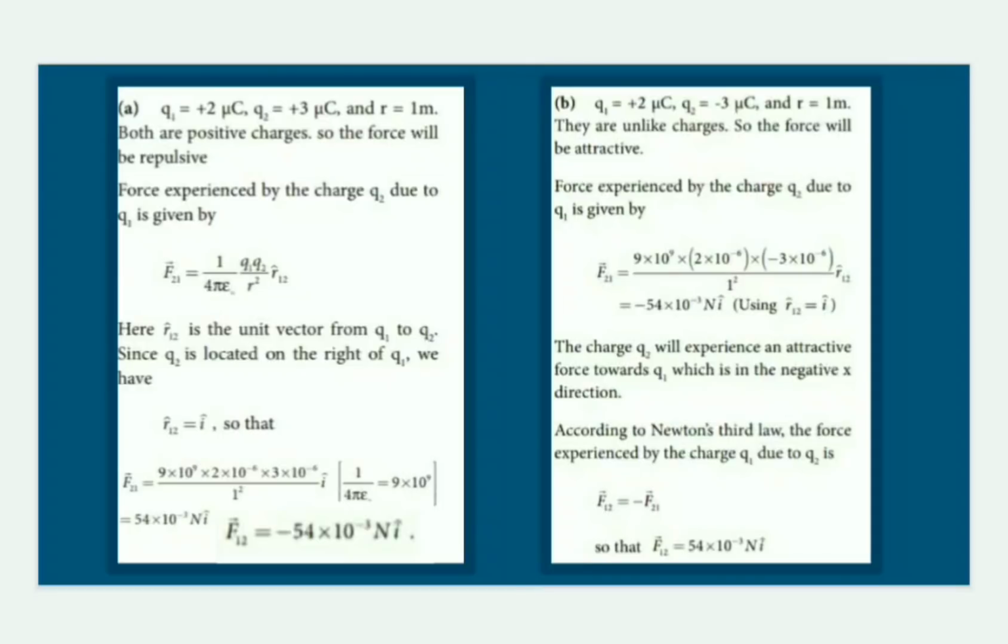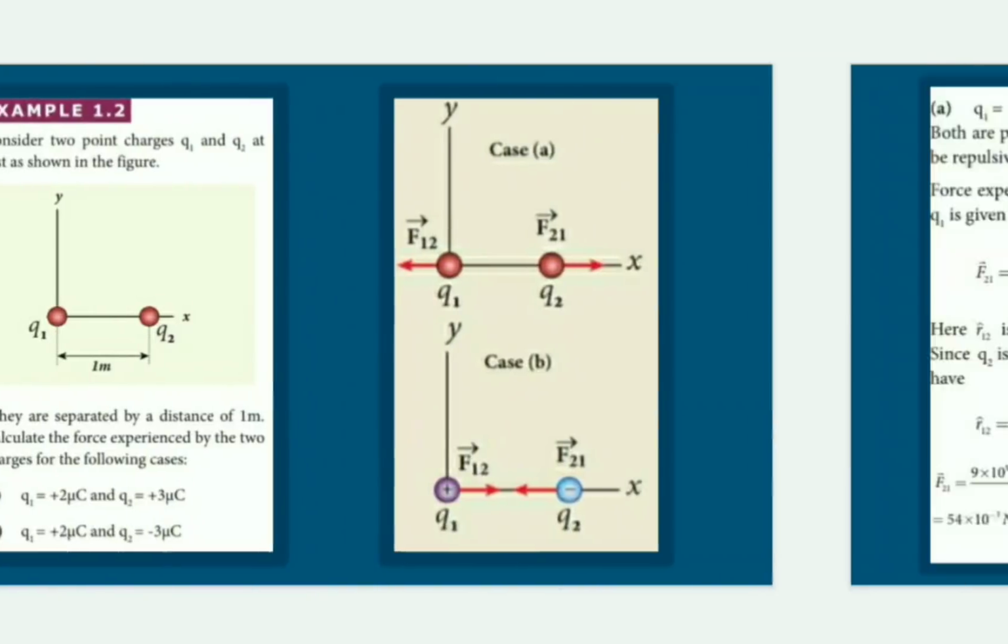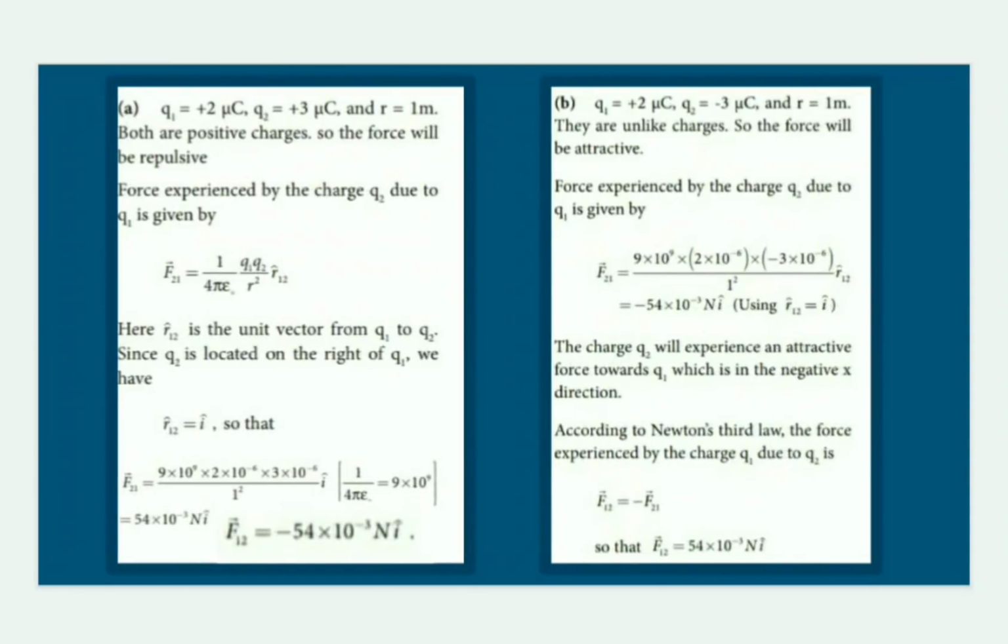If you are not representing it in vector form, there is no need for us to bother about the direction. But here we are representing in vector form. So scalar, there is no need for you to remember that. So F21 vector: here we have to represent it in terms of r12 cap. Along the positive x-axis, we have to write it as i cap. Substituting the values, you find it to be 54 into 10 power minus 3 Newton i cap. So this is about F21.